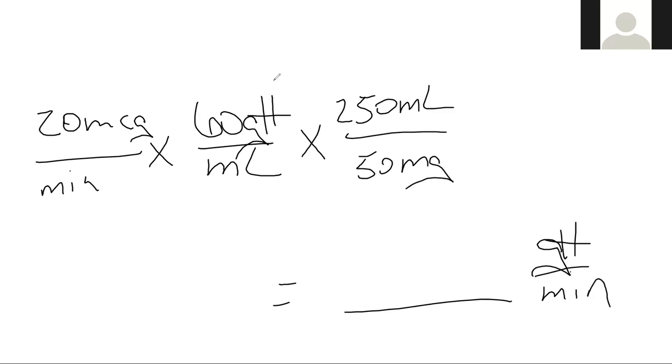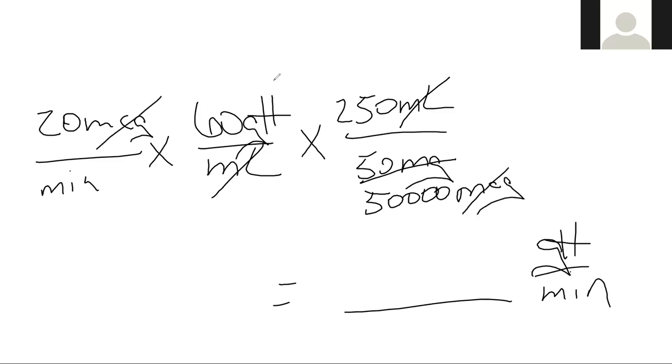So first things first, let me mark out milliliters. Let me mark out all the units I can. So that's milliliters gone, top and bottom. Again, I've got that micrograms milligram issue. So I'm going to mark out this milligrams. I'm going to multiply 50 times 1,000. That's going to give me 50,000 micrograms. Now I can mark out micrograms on the bottom and to the top. I've got drops over minute on the left side of the equation, and I've got drops over minutes on the right side of the equation. So now I can do math.